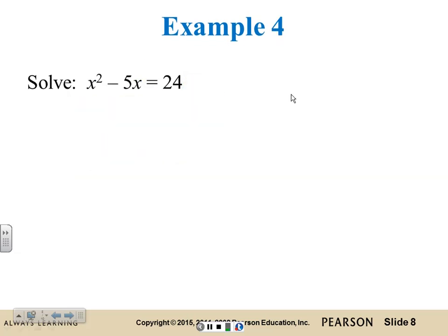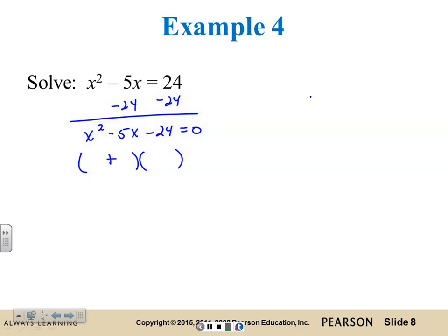Alright, so for this one, again, it needs to be put in standard form, so we're going to minus 24 from both sides. And so I have x squared minus 5x minus 24 equals 0. Okay, so there's nothing in common. This is a trinomial. My leading coefficient is 1. So I'm going to open up two sets of parentheses. My signs are going to be different. X squared is going to go into x and x.